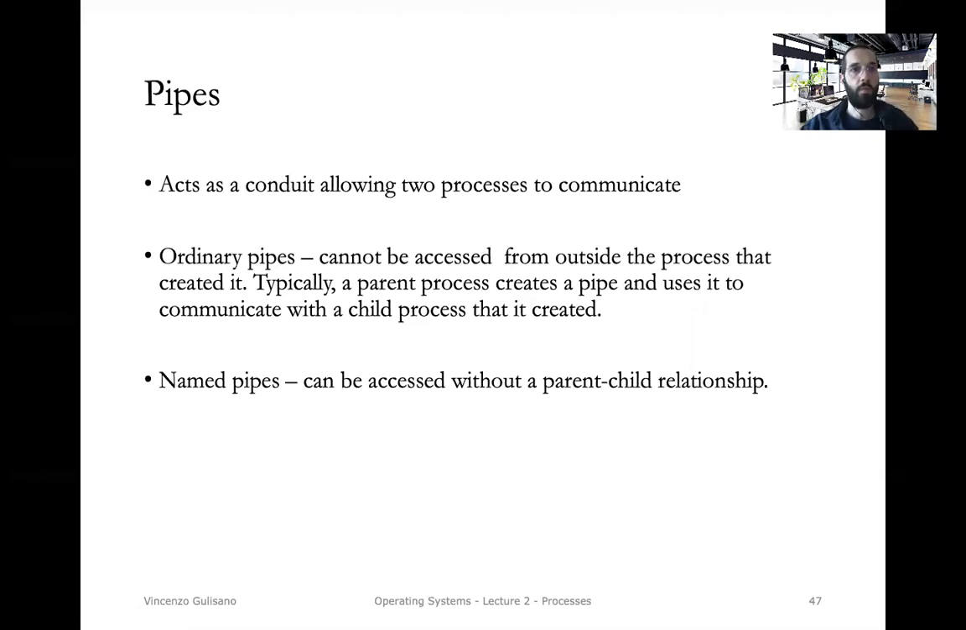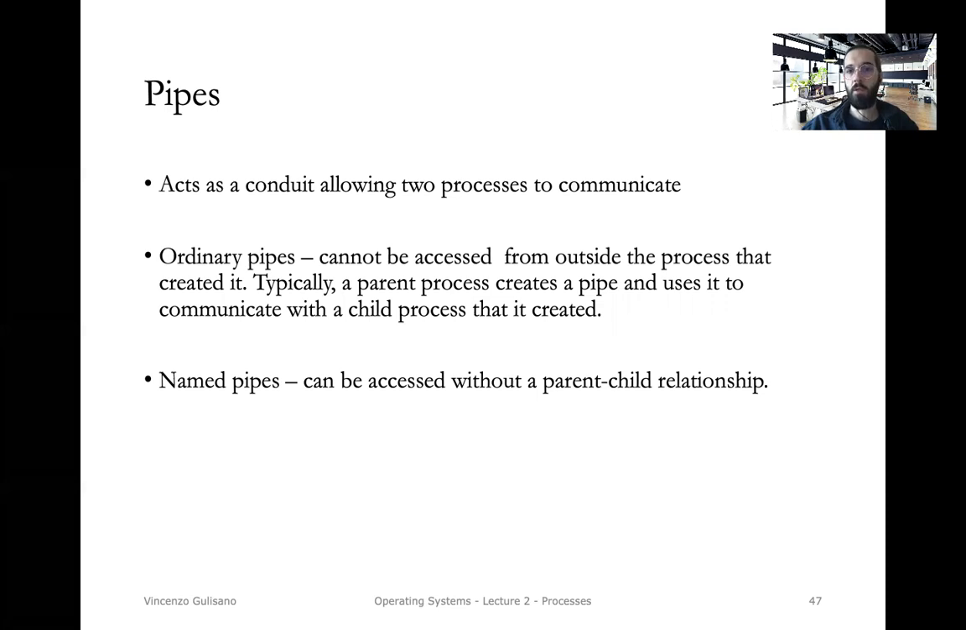Let's move now to pipes. This is the last part for today, and we're going to see an example of a specific way in which processes can communicate. As we will see now, we have two types of pipes, ordinary and named ones. Ordinary pipes are communication channels that can only be accessed by the process that creates them and the child.